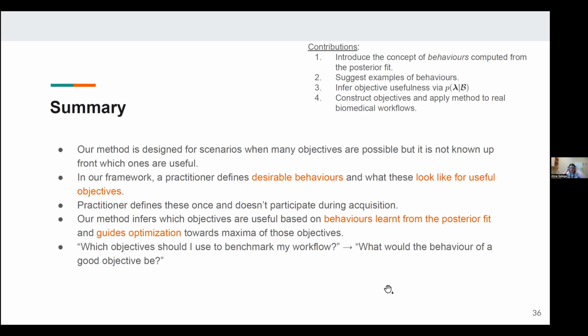And the final note is just to say we obviously talk a lot about heuristics in here and the like subjectivity, and our method is not magic. It does not get rid of subjectivity. The subjectivity just all gets pushed up kind of a level, and it all lands in the definitions for behaviors and the conditional distributions over these behaviors. So instead of answering a question, which objectives should I use to benchmark my workflow, the question now becomes, what would the behavior of a good objective be? And this is kind of what we try to address with our method.